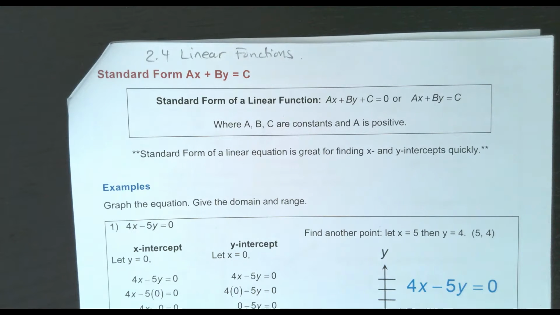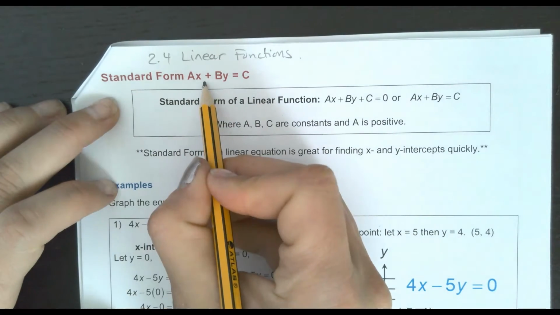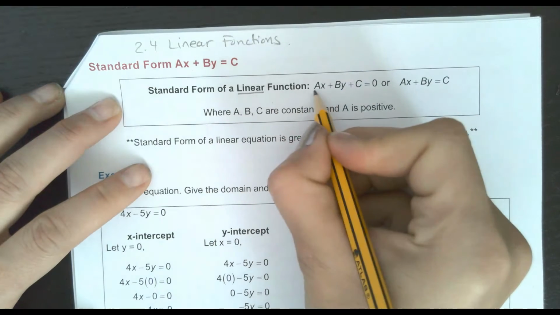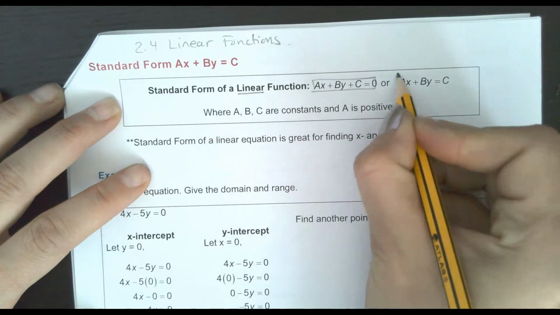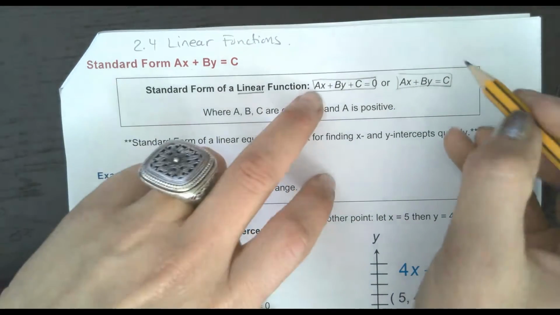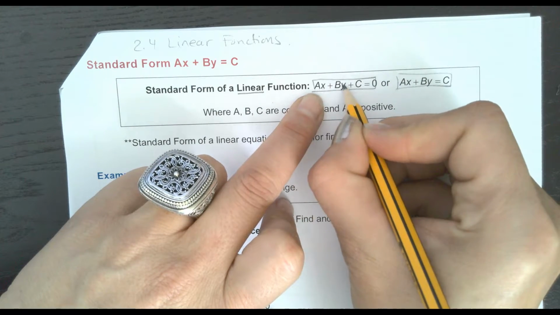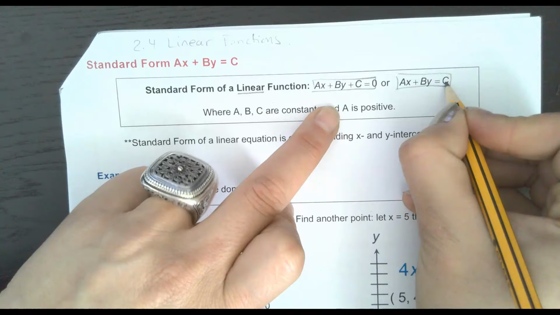Still doing 2.4 linear functions, and we're talking about standard form. So standard form of a linear function looks like this or like this. It depends on the internet, okay? So if I look at this, it has my x value, my y value, and then some constant term on this. I call it standard form, okay?